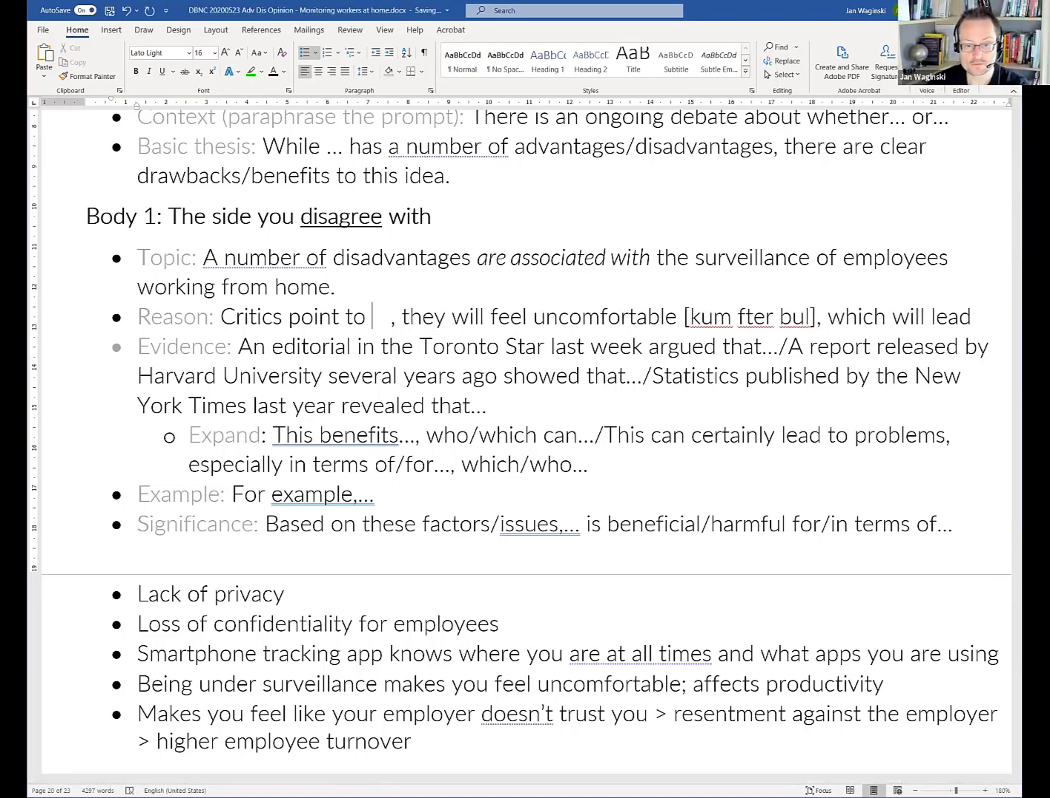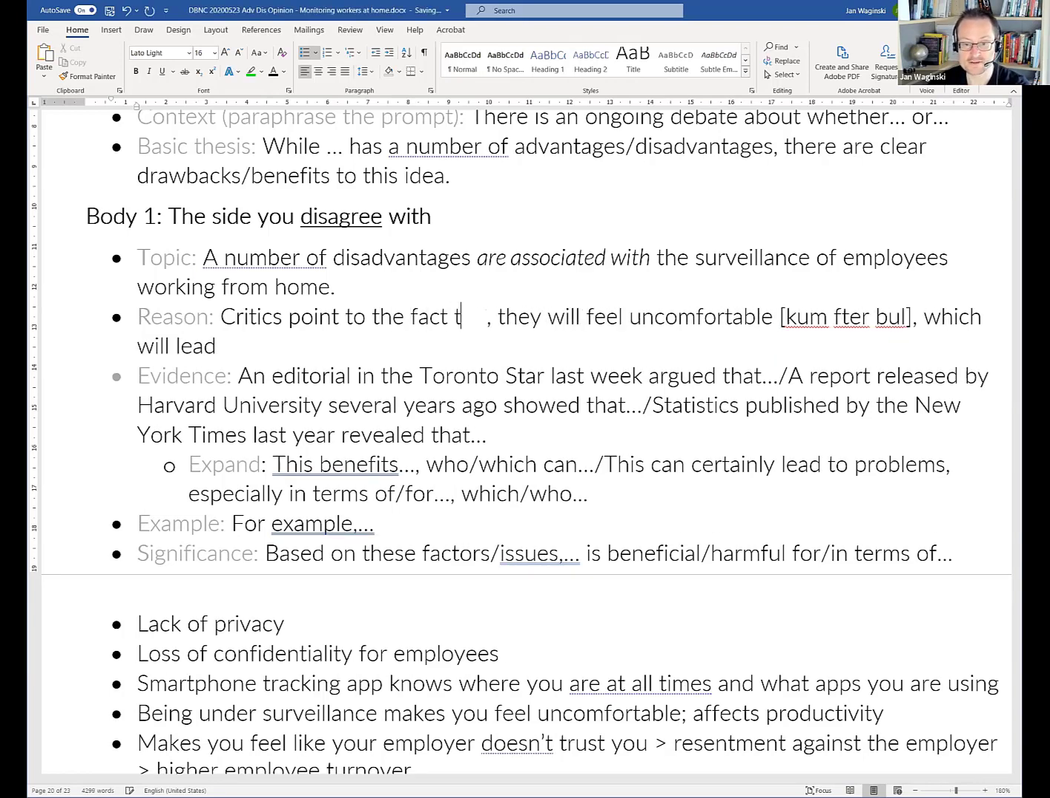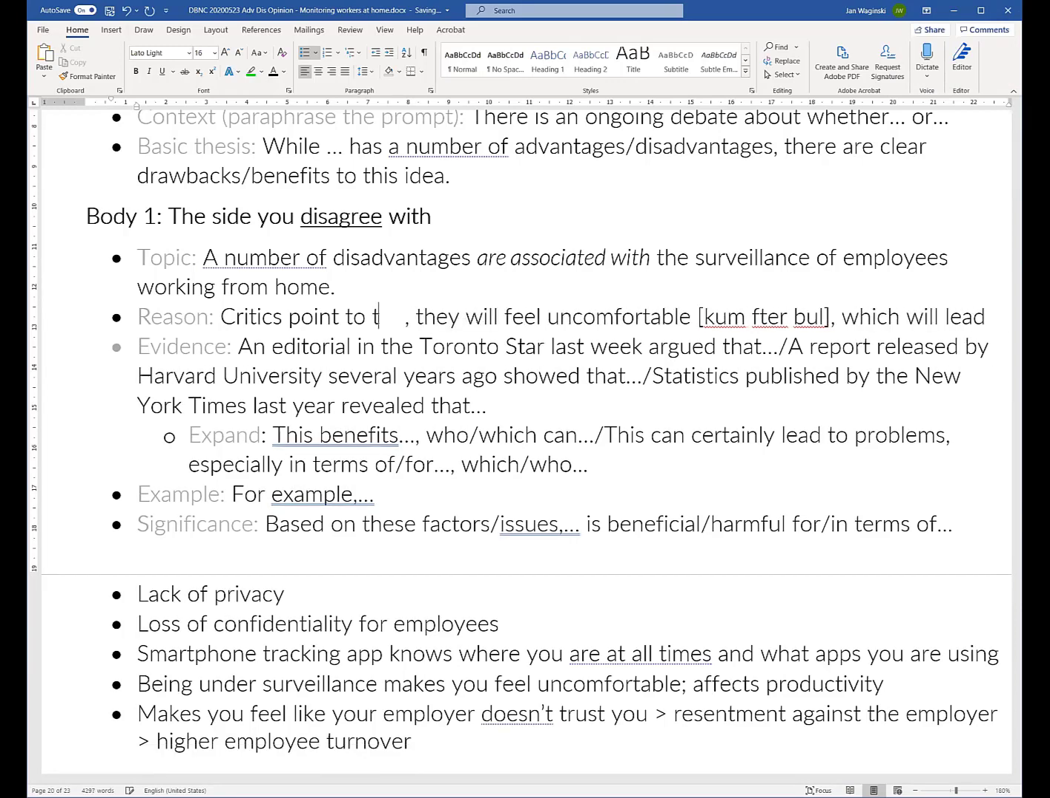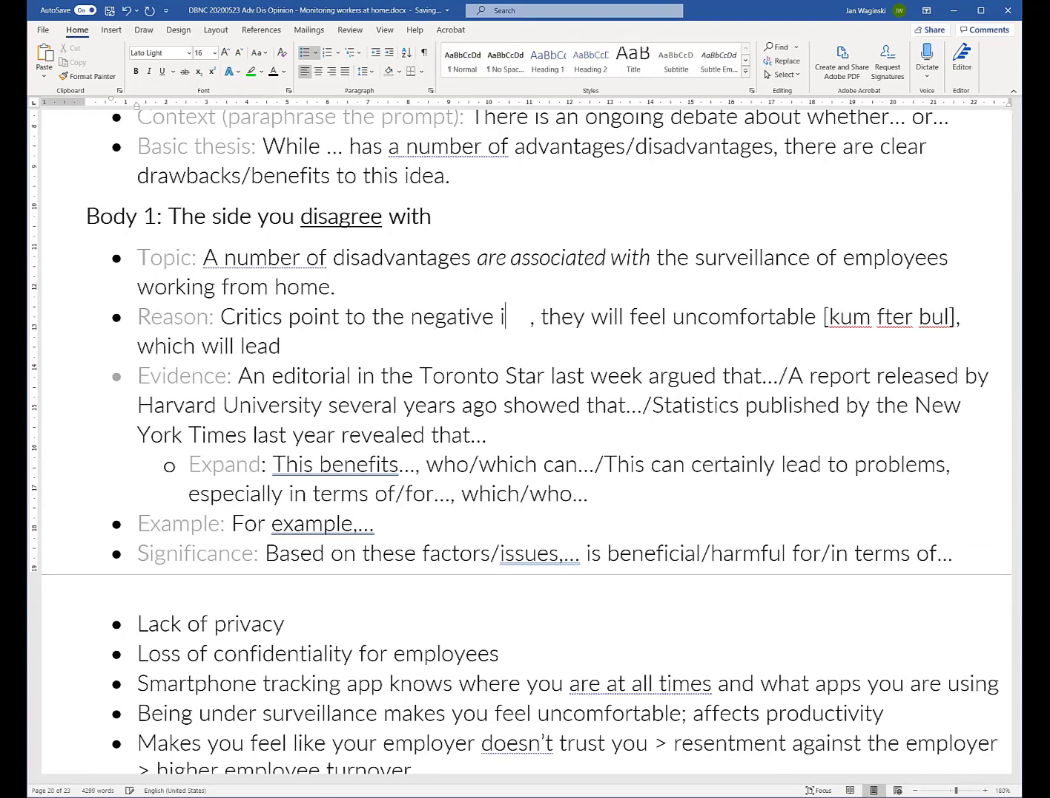Critics point to, now we need a transition the way you said it. If you say "critics point to," then you need a noun after this, right? Critics point to what? But if you have a more complicated idea, it needs to be bridged with language like this: point to the fact that. Can we say critics point to the negative impact on employees' privacy or employees' personal life?